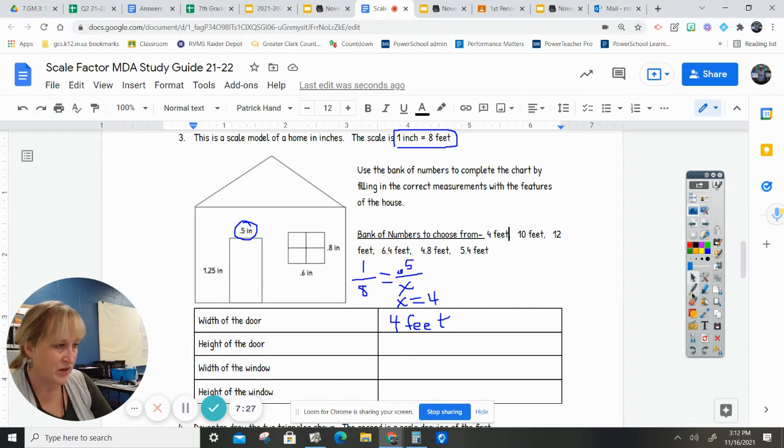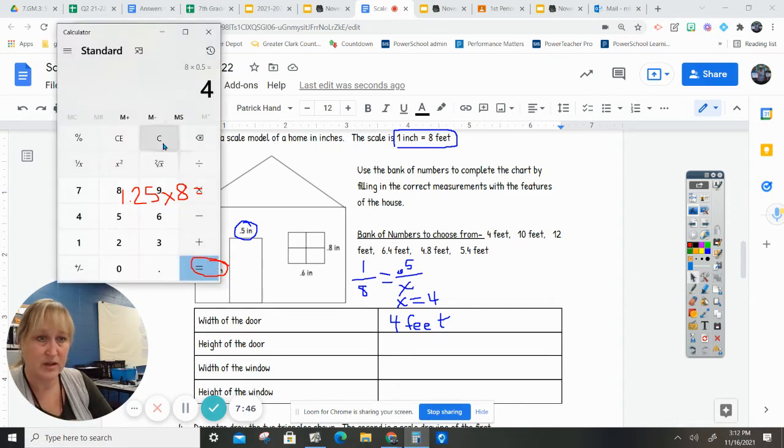Okay, so since I tried on that one, let's find the height of the door. Well, the height of the door is 1.25. So my theory is that I can take that 1.25 and multiply it by 8. And that is one way to get my answer. Let's see if that works. And they both agree. So clear. 1.25 times 8 equals 10. So 10 feet is an option.